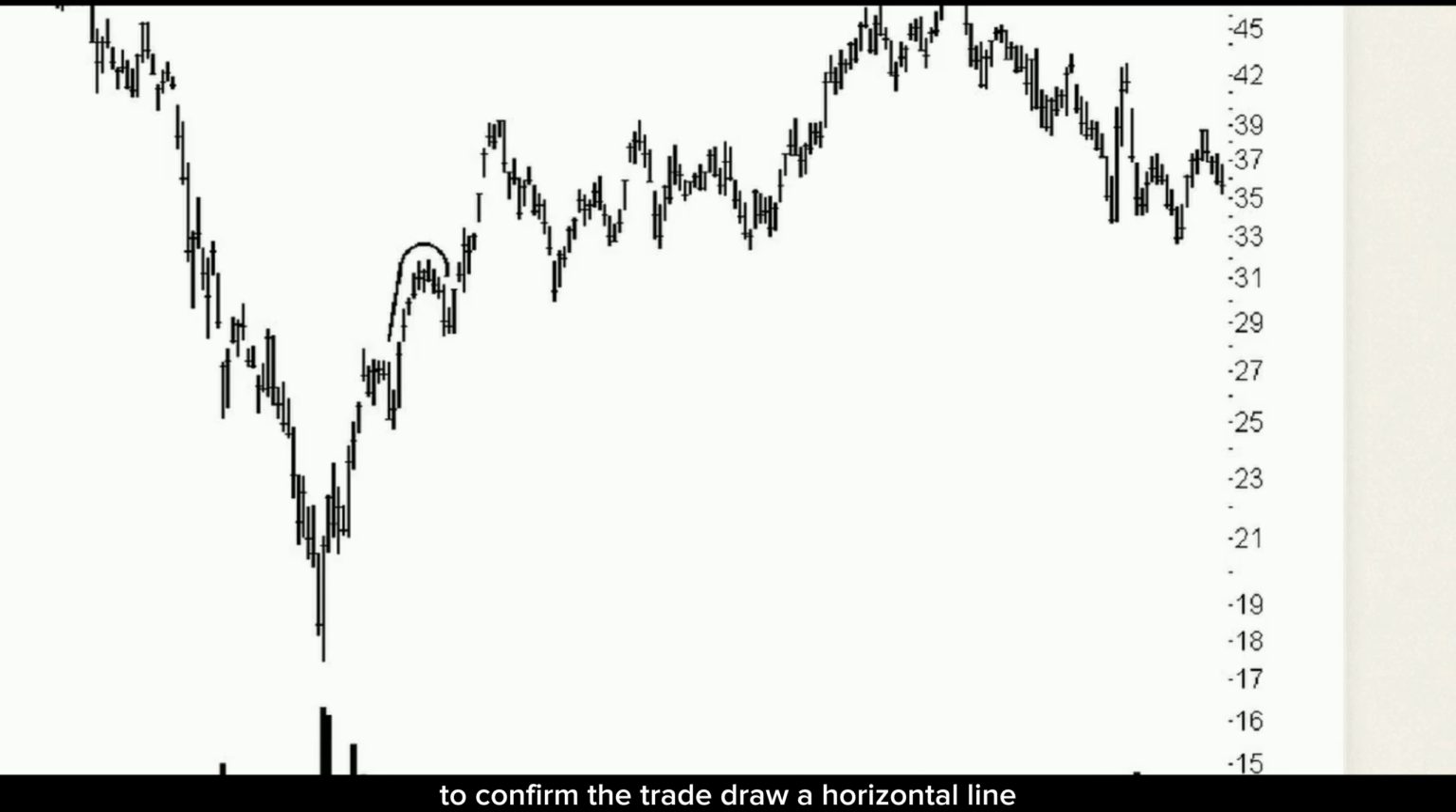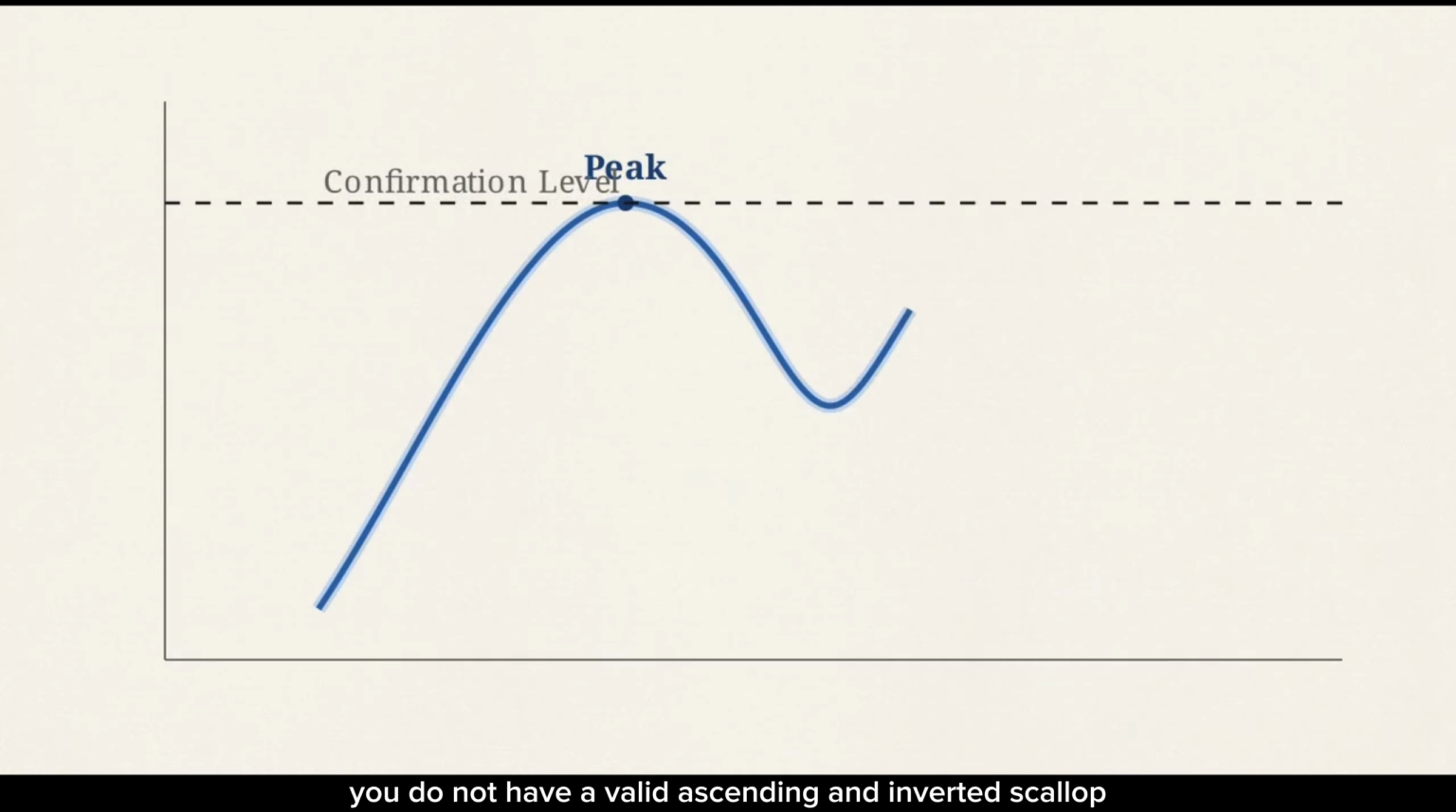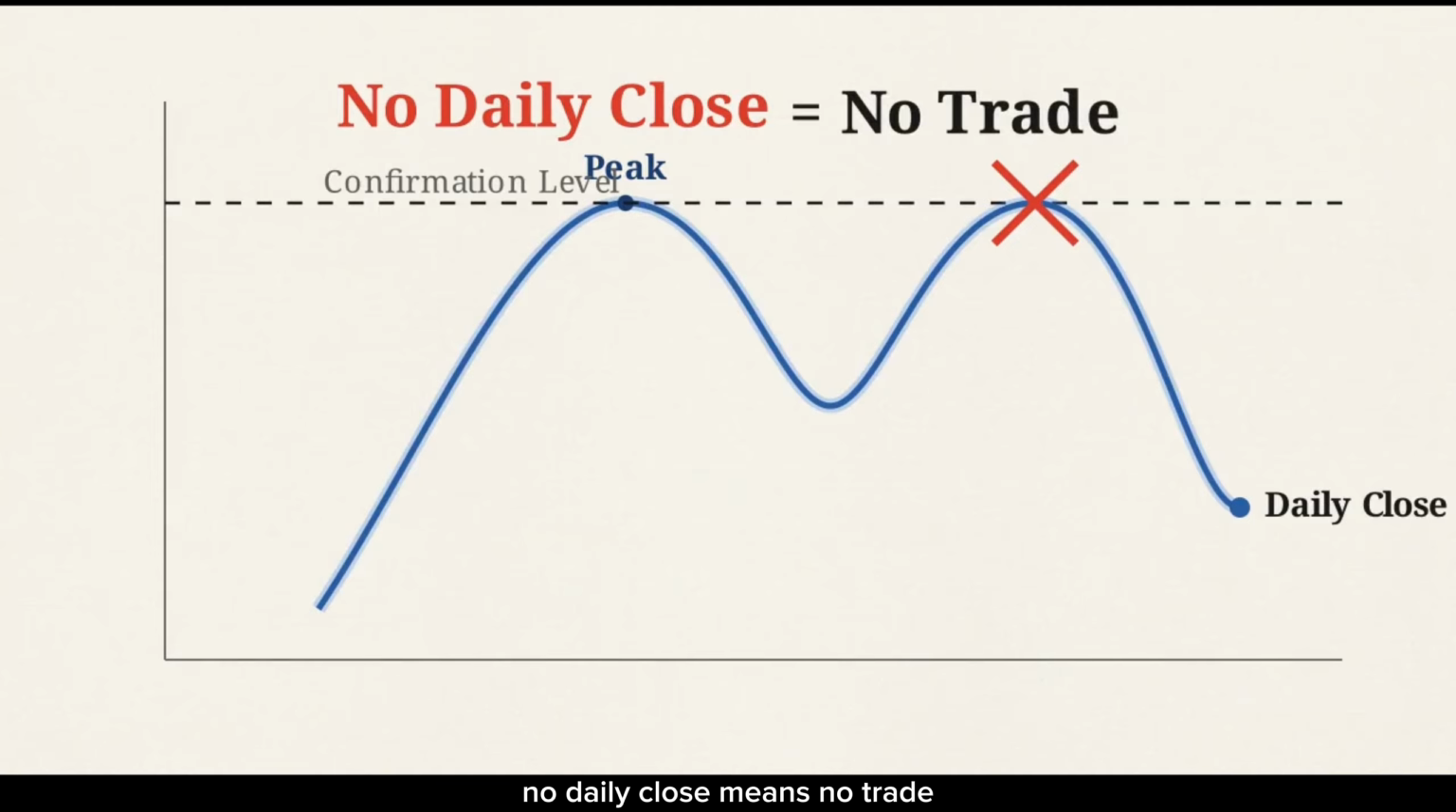To confirm the trade, draw a horizontal line at the highest peak of the scallop. You must wait for the price to break through that line and, crucially, record a daily close above it. Until that closing bell rings with the price above the peak, you do not have a valid ascending and inverted scallop. No daily close means no trade.